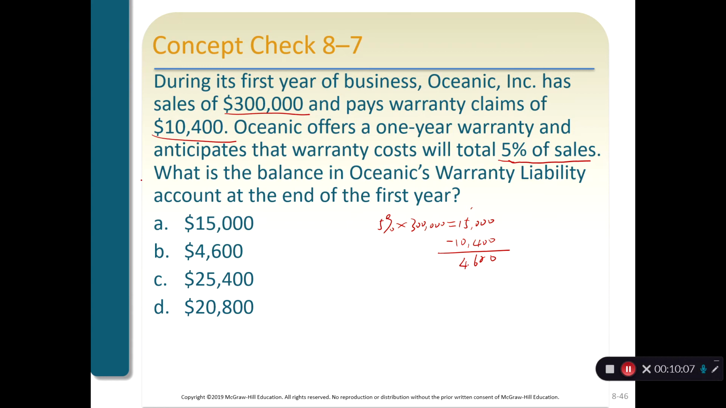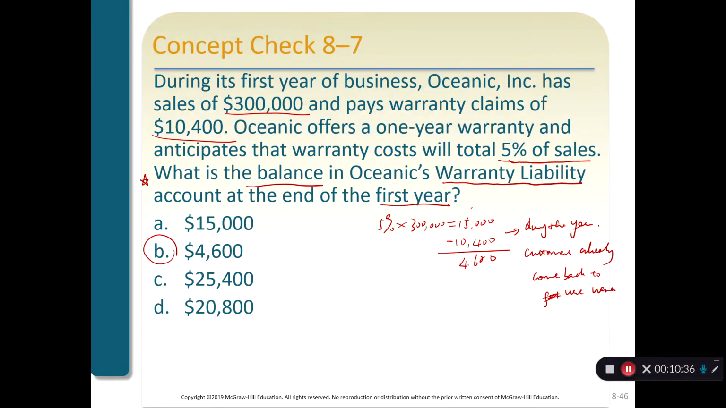So that means the balance of Oceanic's warranty liability at the end of the first year should be only what is left, because during the year the customers already came back to use the warranty. So this is what is left of the promised amount of $15,000. Okay, very good.